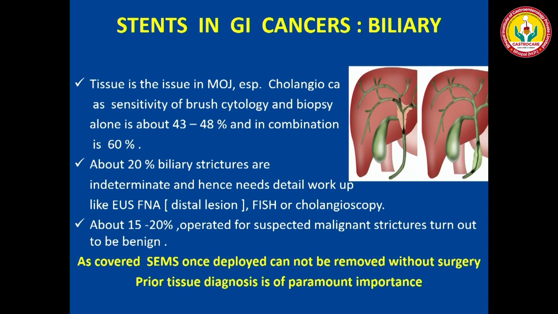About 15 to 20% of patients who are operated for suspected malignant stricture turn out to be benign, as a covered stent once deployed cannot be removed without surgery. Prior tissue diagnosis is of paramount importance.